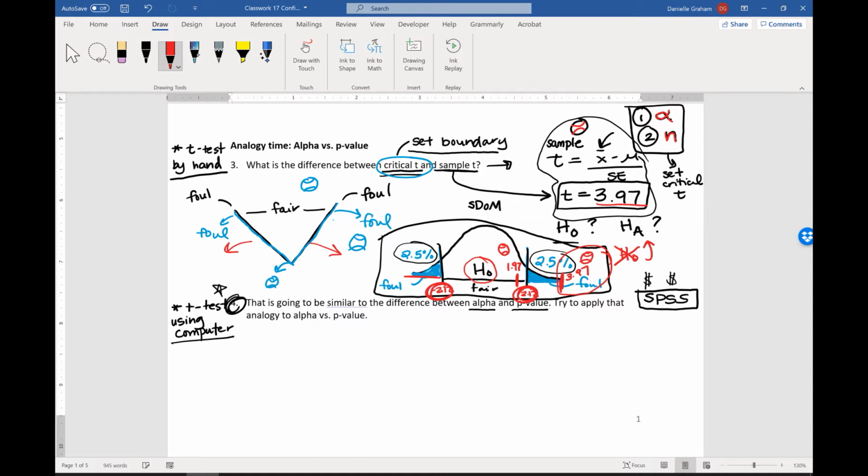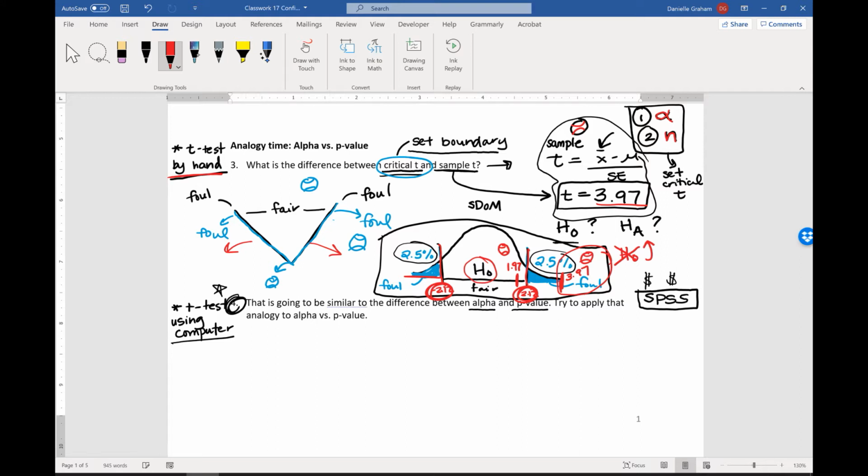Same thing with our T. The critical T sets the boundary ahead of time. The sample T is like our baseball. Okay, where did it get hit this time? Is it in and it's fair, or is it out and we reject? So hopefully that helps to make this make a little more sense. And like I said, this critical T, sample T comparison, we do this when we're working a problem by hand.